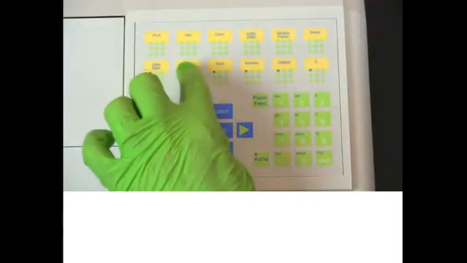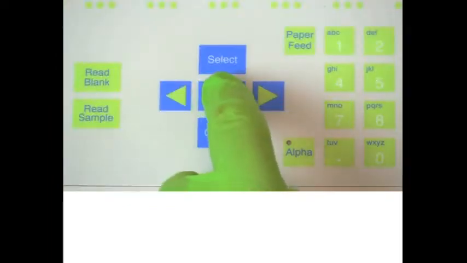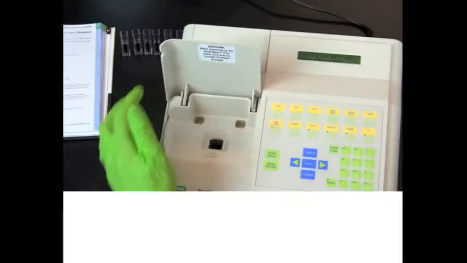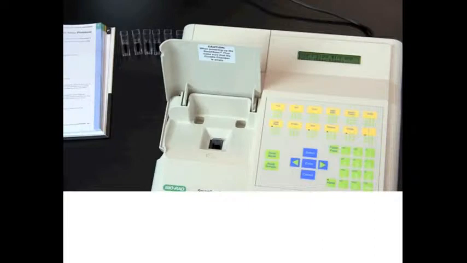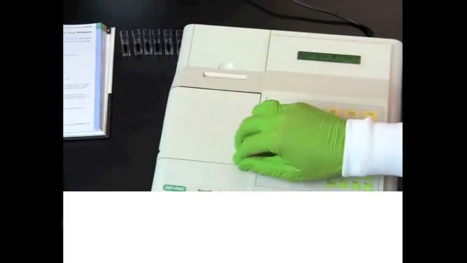To determine the protein concentration using a spectrophotometer, select the Bradford assay. When asked to insert blank into the spectrophotometer, insert the cuvette labeled control. Use the blank to set the spectrophotometer to 0 absorbance, or 100% transmittance.